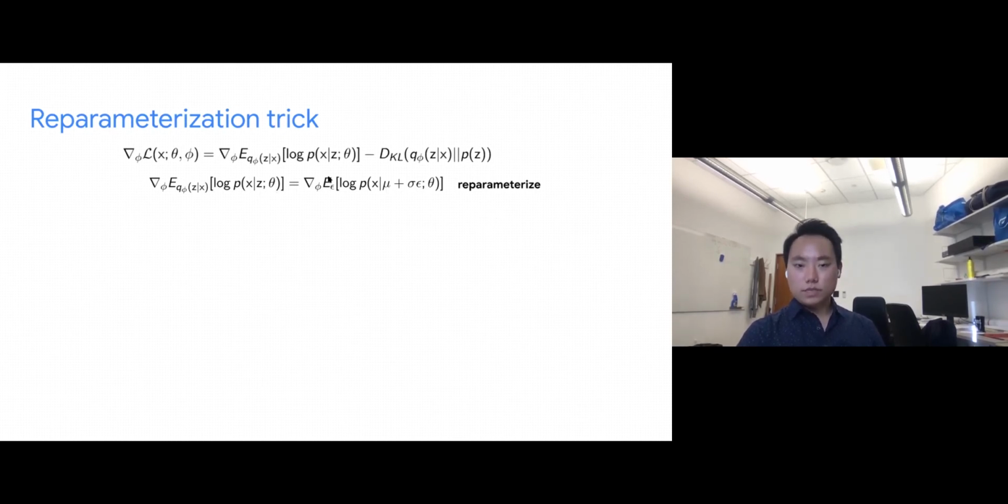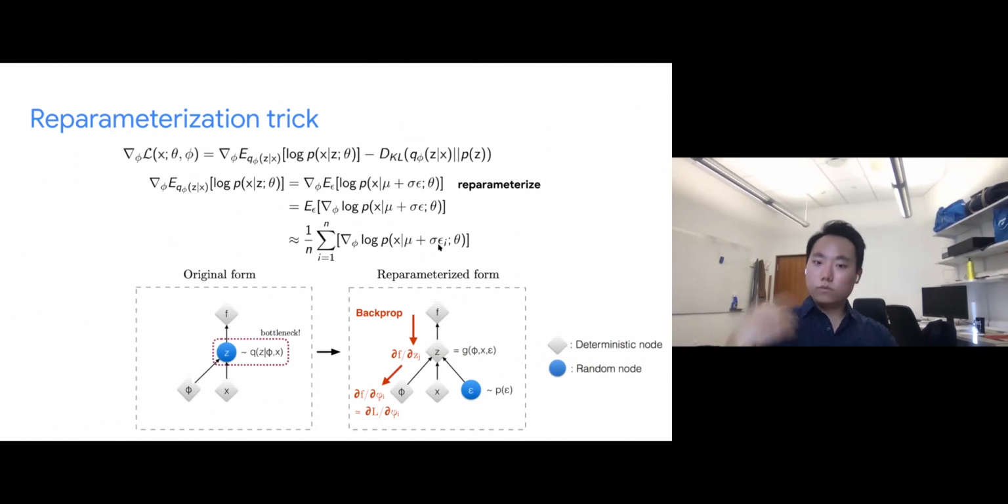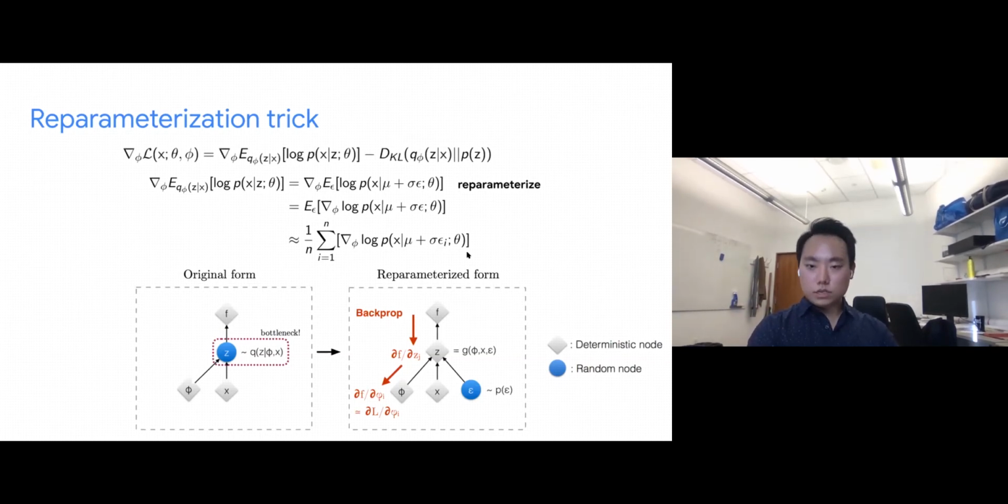And now because of this expectation over epsilon that does not depend on phi, I can move my gradient with respect to phi inside the expectation. So again, expectation over my standard Gaussian samples, a gradient with respect to phi, and a log of my p of x given z. And therefore, you can also approximate this using multiple samples of noise, computing this inner term and computing an average over that.